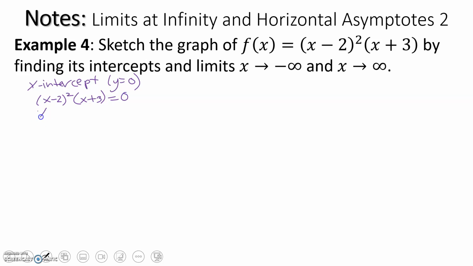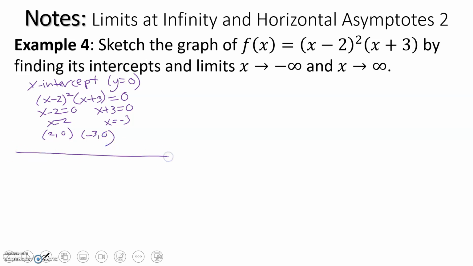Using the zero product property, we see then that x minus 2 equals 0, or x plus 3 equals 0 for that product to have a value of 0. So x is equal to 2, and x equals negative 3. So we have x-intercepts at 2, 0, and negative 3, 0.